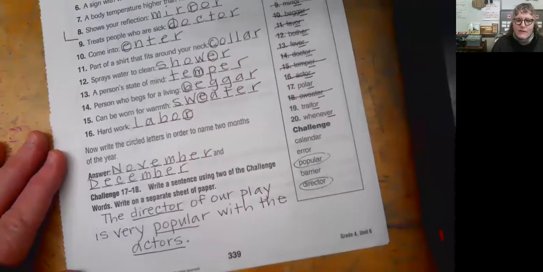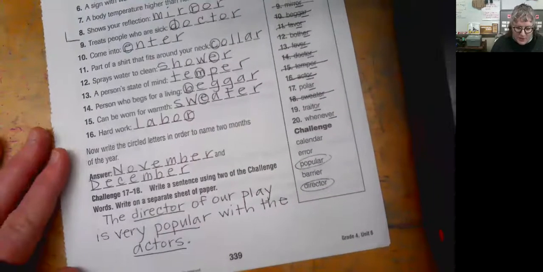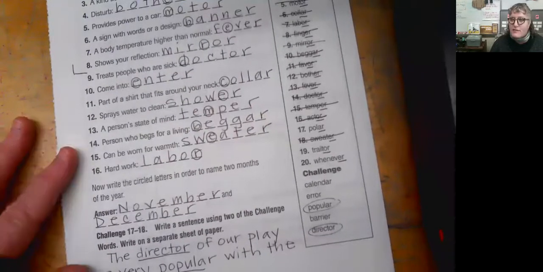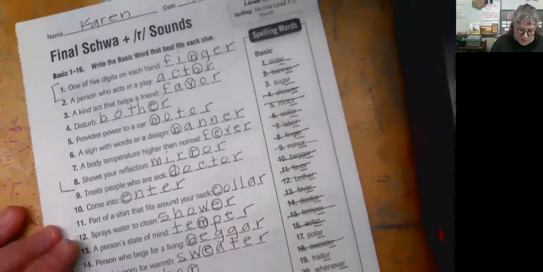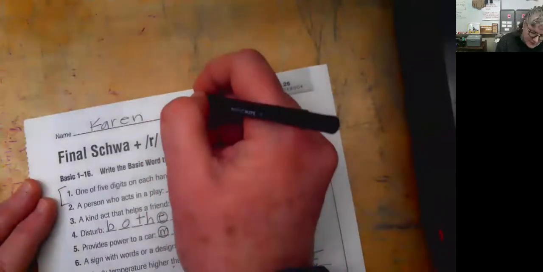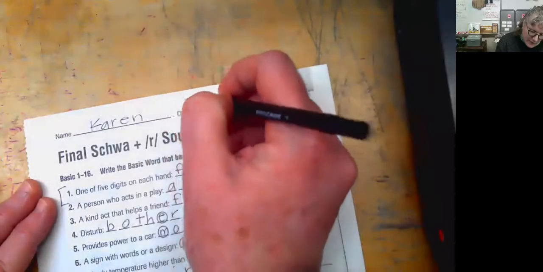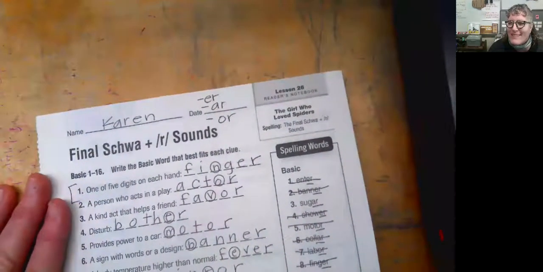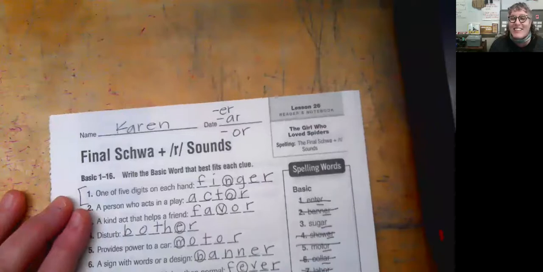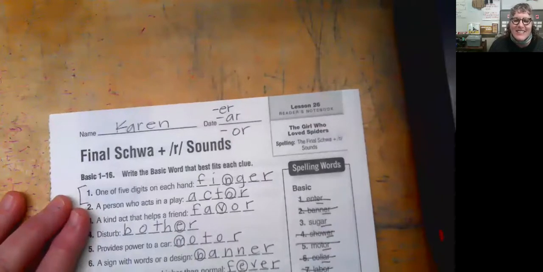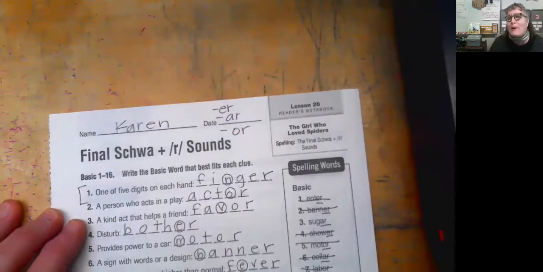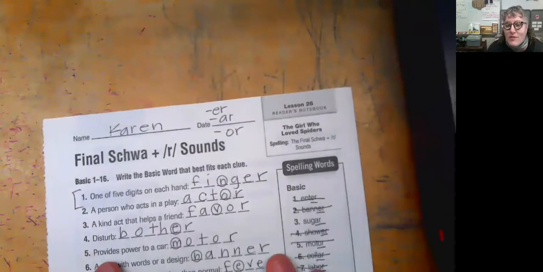All right. I hope this helped you, and I hope it helped you to see that there are different schwa sounds combined with R. So far we have ER, AR, and OR. And the trick is telling them apart. That is a trick because they all sound like ER. So you have to just kind of memorize them, I think. And saying the words in a funny way is one way to help you to remember those spellings.